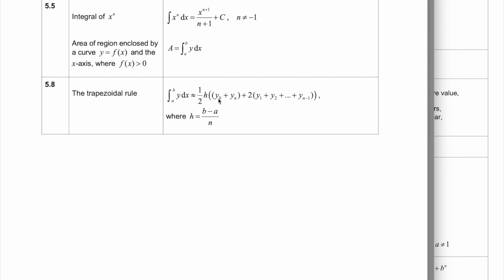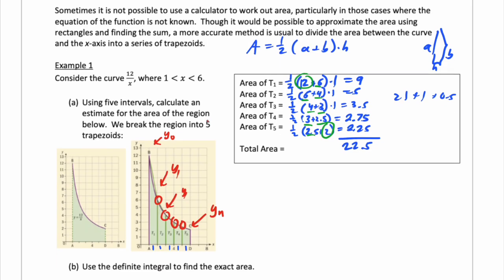So y0 is the first y value, yn is the last one, and the other y values are all the y values in between. h is the height of the trapezoids. You take your end point minus your first point and divide by the number of trapezoids you want to get your step size. We'll see how this formula works in a bit.